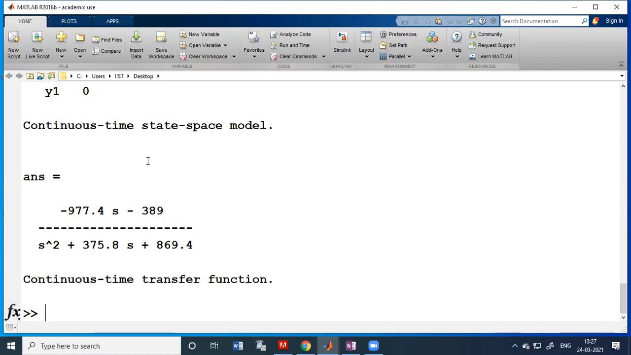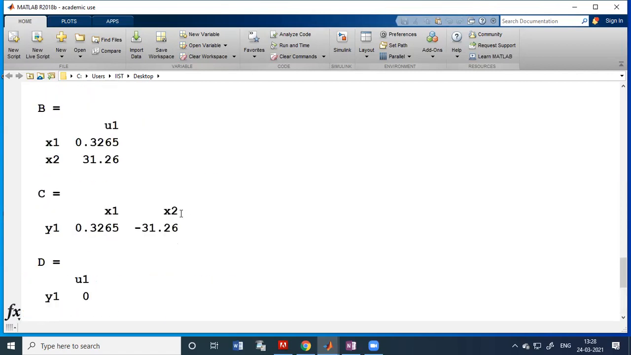Sir, when we get the output AK, BK, CK, and DK for the controller, what is the structure of that controller? It is xk dot equal to AK xk plus BK into U. This controller has states and input signals from the plant, connected together. So the structure is similar: xk dot equal to AK x plus BK u, and yk equal to CK x plus DK u. That's all.